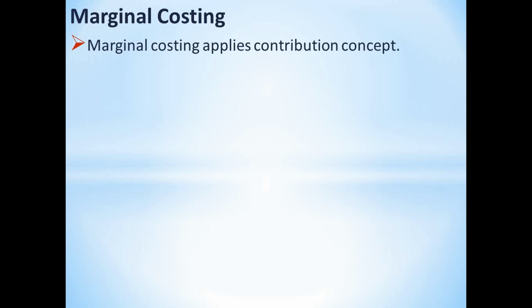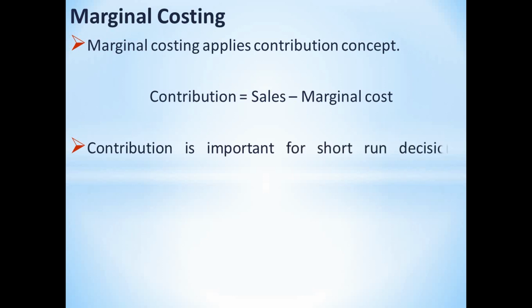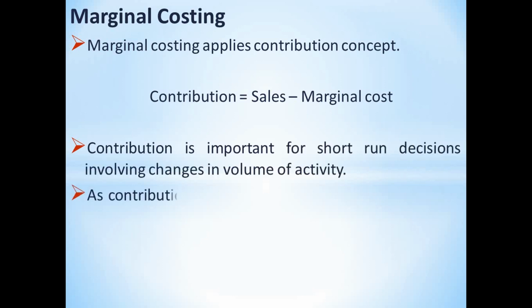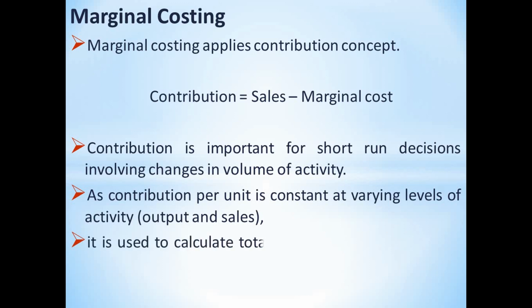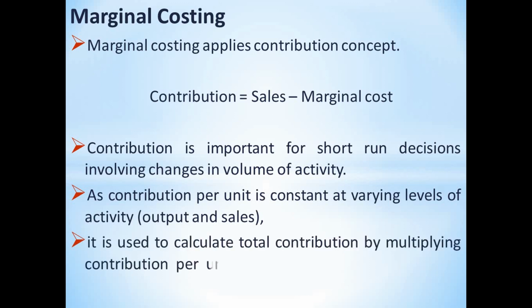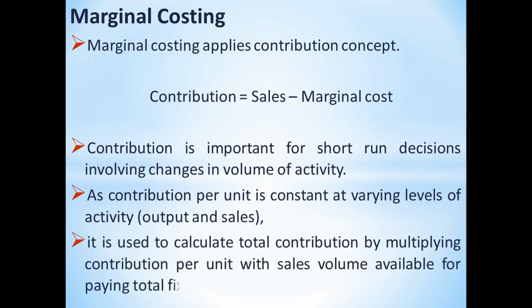Marginal costing. Marginal costing applies contribution concept. Contribution equal to sales minus marginal cost. Contribution is important for short-run decisions involving changes in volume of activity. As contribution per unit is constant at varying levels of activity, output and sales, it is used to calculate total contribution by multiplying contribution per unit with sales volume available for paying total fixed overheads of the company.